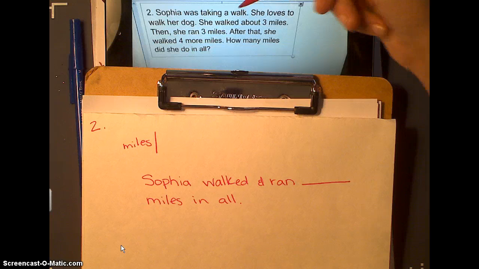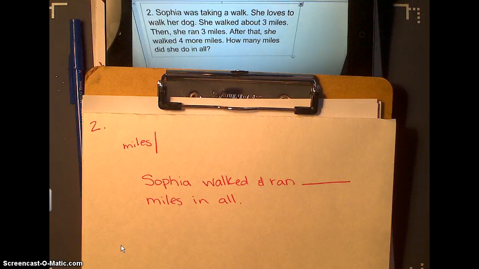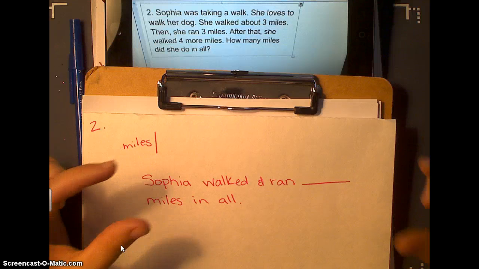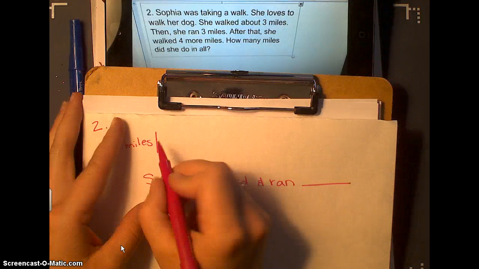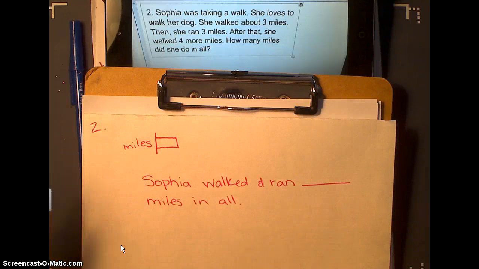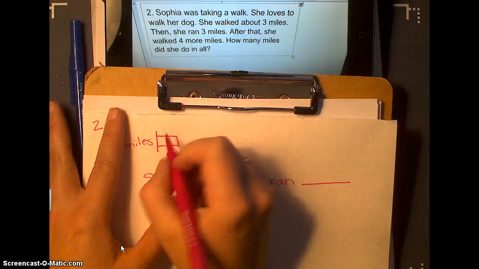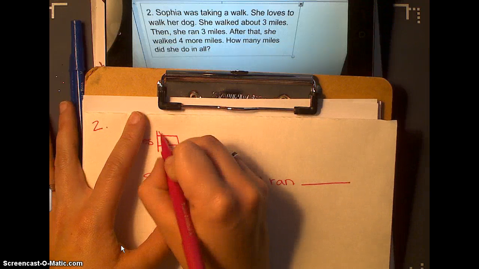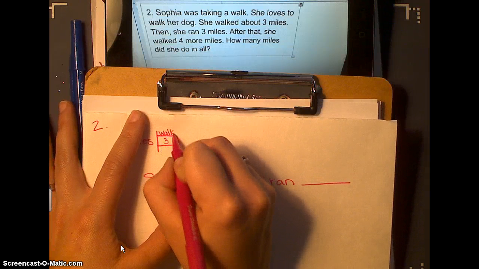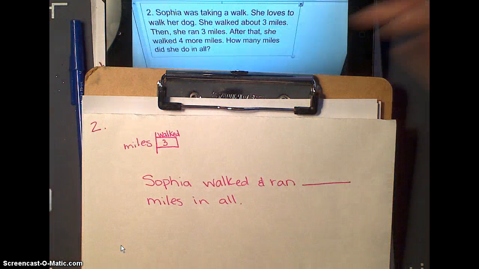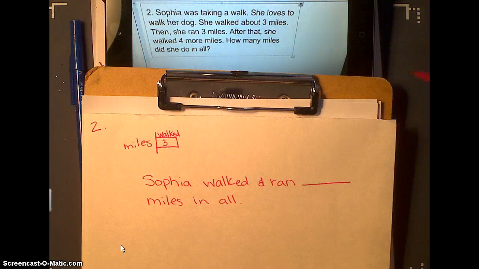She walked about 3 miles. So now I'm asking myself, is this part of the problem, or is this the end of the problem? Is this the whole problem itself? And I know that this is part of the problem, because we need to figure out how many miles she walked and ran in all. So in this little box, we're going to put 3, and I'm going to label it walked. And the labeling is very important, so that as we go through this, we can see our whole progression. Now we're going to go to the next sentence.